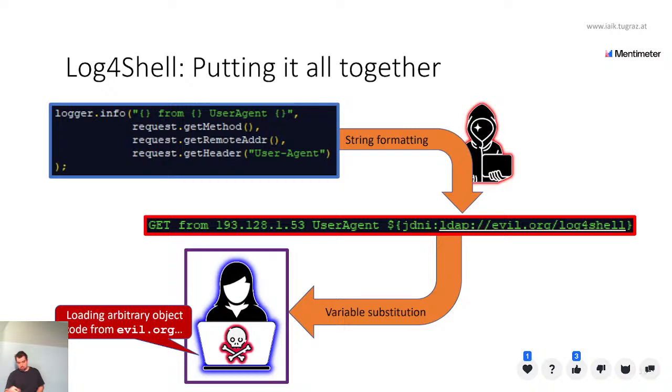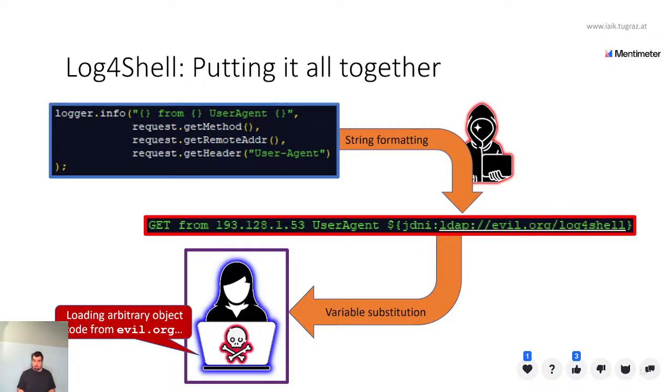Because if the computer tries to load object code from evil.org, and the firewall just goes, wait, you're a web server, you're not supposed to be making outbound connections, it just blocks the connection. This is why we have firewall rules. Well, then this does nothing.